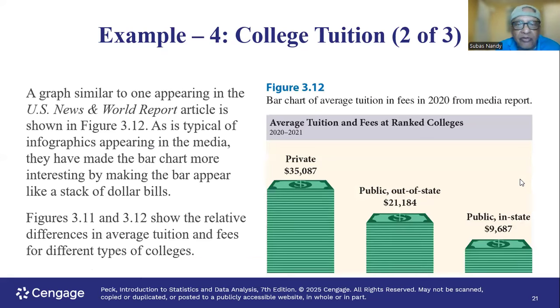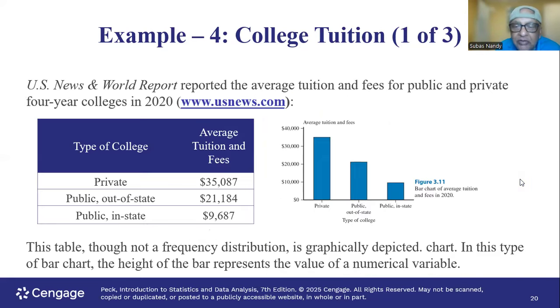So here is a graph. Okay, average tuition and fees. They're looking at stacks of dollar bills. As a typical infographic appearing in the media, they have made the bar chart more interesting. So the heights of the bars are represented by layers of dollar figures. We cannot make this chart using Excel. More likely, we can make a chart like this using Excel.